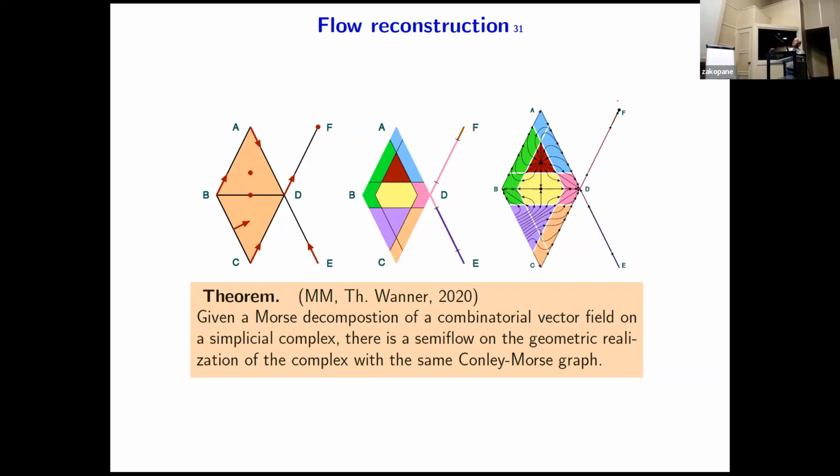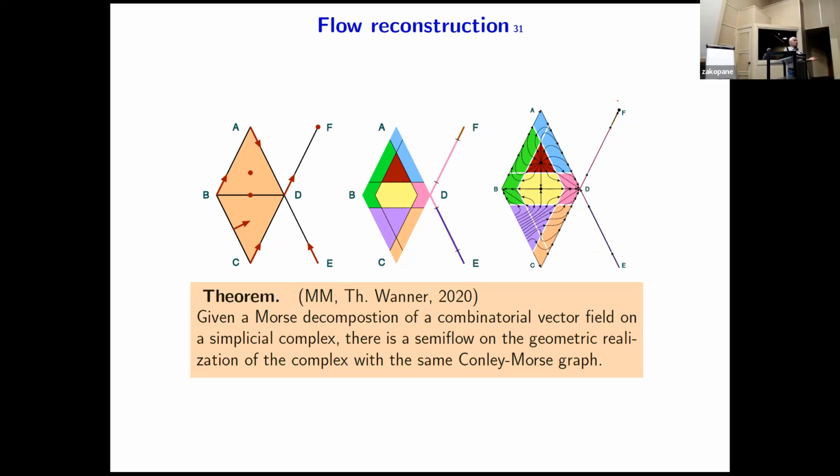Given a Morse decomposition of the combinatorial vector field of a simplicial complex, there is a semi-flow on the geometric realization. So now I just forget about the cells. I treat the complex as a subset of R^n with the same Conway-Morse graph. So this means that there is always a representative, at least one, which behaves like a classical flow, which behaves like our combinatorial flow.